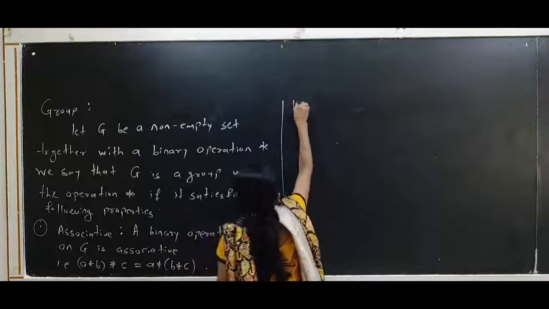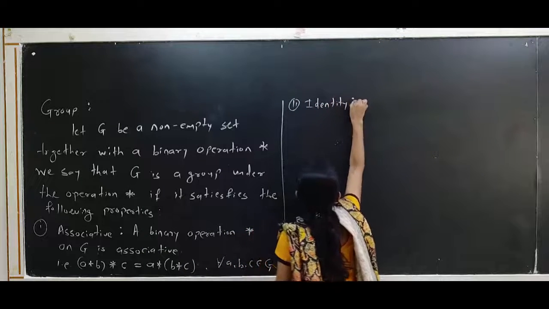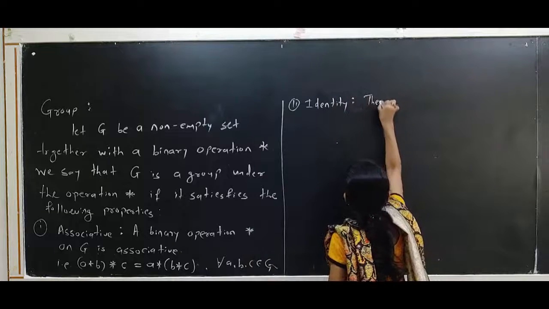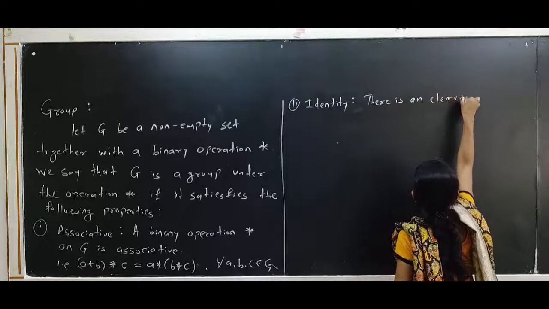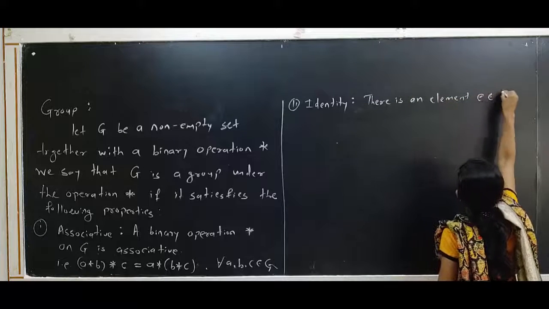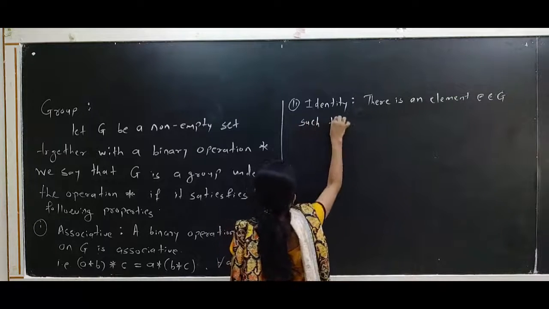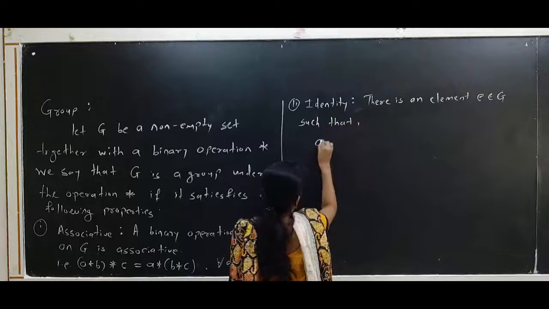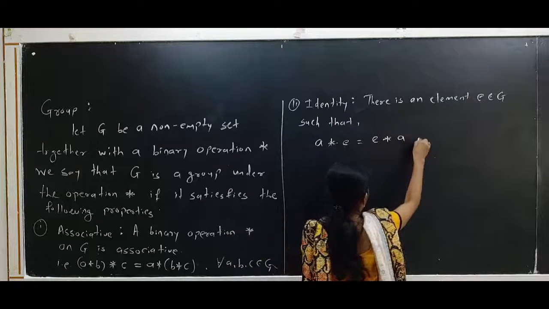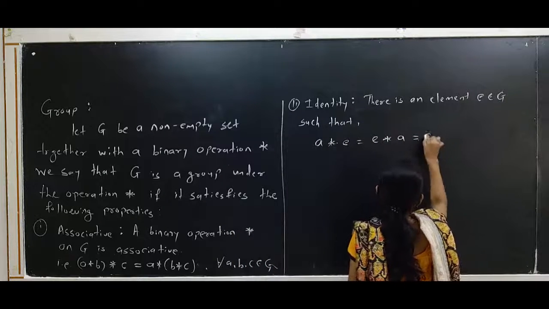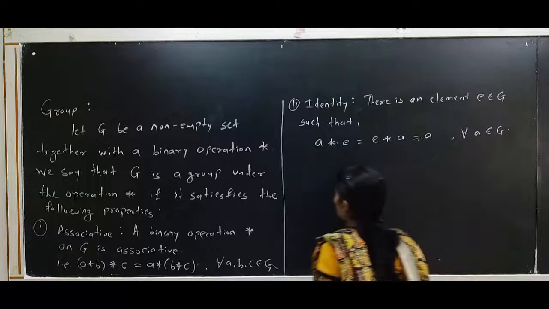Second property, identity. There is an element e belonging to set G such that a star e is equal to e star a is equal to a for all a belonging to set G.